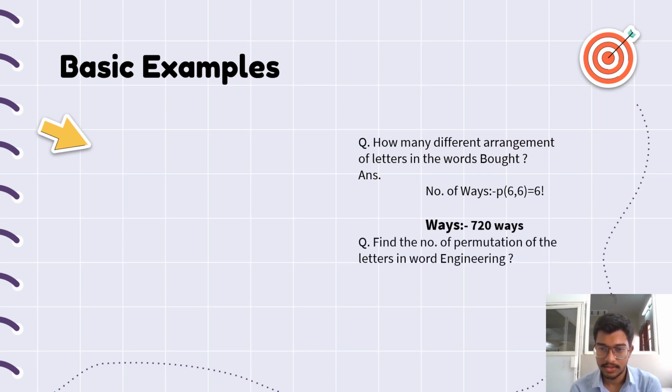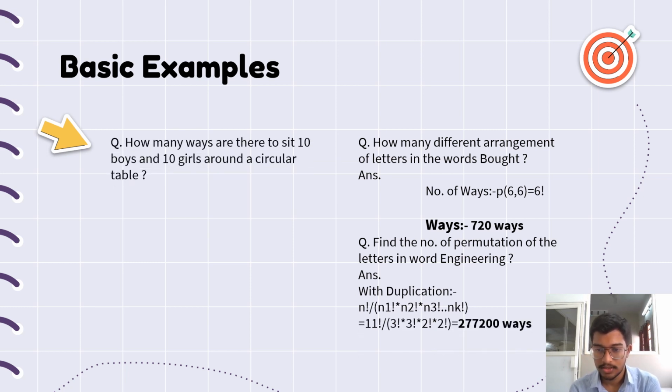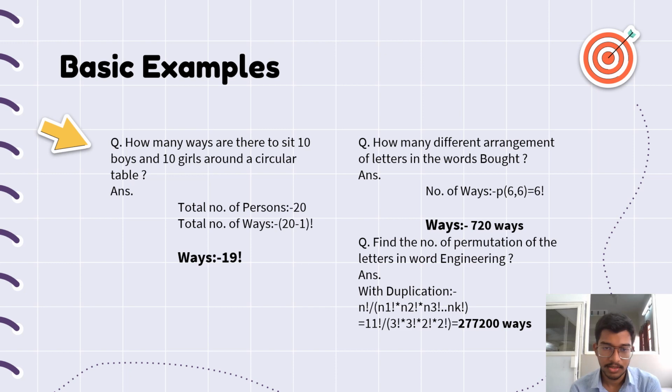The second one is, find the number of permutations of the letters in the word engineering. This example you can solve with duplication. So the answer with duplication is 277 ways. The third one is, how many ways are there to sit 10 boys and 10 girls around a circular table? This will be a circular permutation. There are a total of 20 persons and the formula is (n minus 1) factorial. So the total ways are 19 factorial.